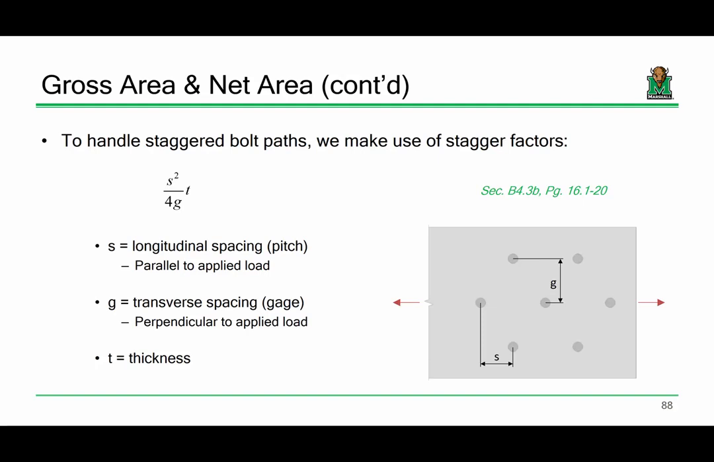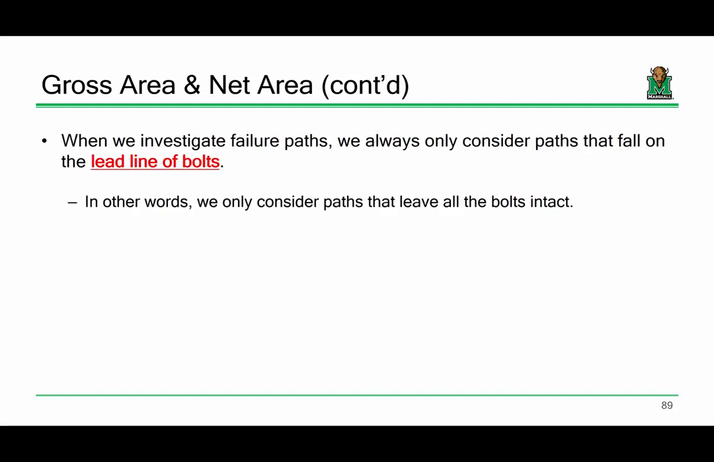Okay? So far, so good? Now let's talk about the lead line. We only consider bolts along the lead line. The lead line is the path that leaves all of the bolts intact at the end of the day, okay? The reason why is we'll consider bolted connection failure later.